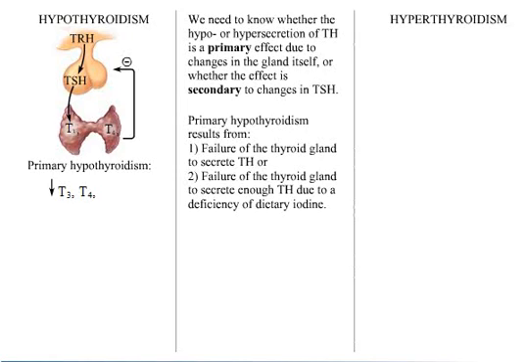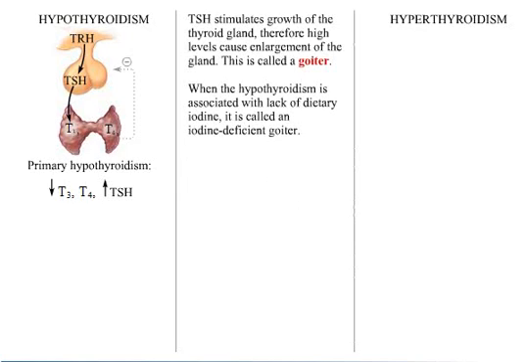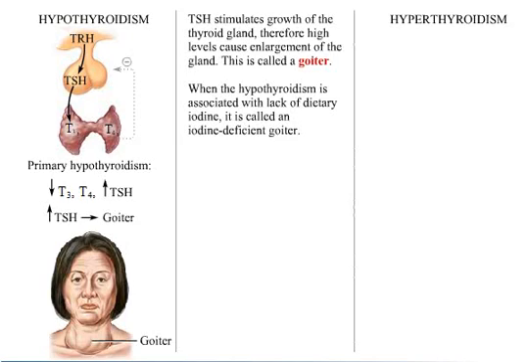As plasma levels of thyroid hormone fall, the inhibition to the anterior pituitary is interrupted, and the anterior pituitary secretes increasing amounts of TSH. Remember that TSH stimulates growth of the thyroid gland, therefore high levels cause enlargement of the gland. This is called a goiter. When the hypothyroidism is associated with lack of dietary iodine, it is called an iodine-deficient goiter.